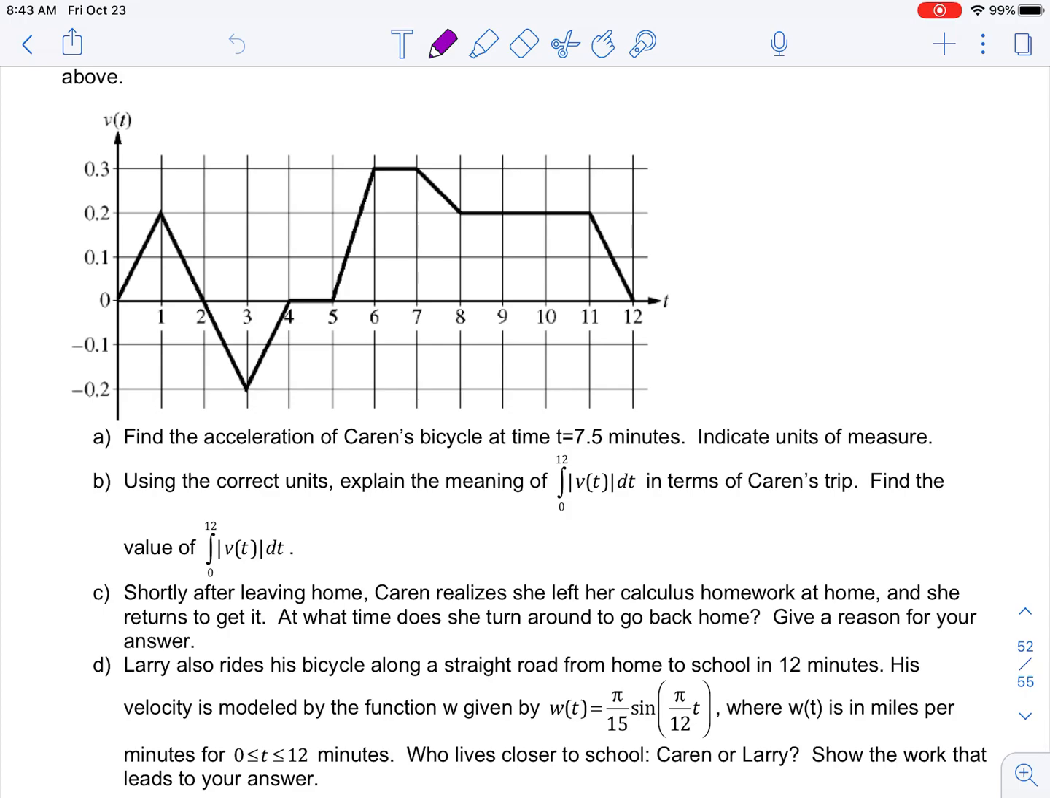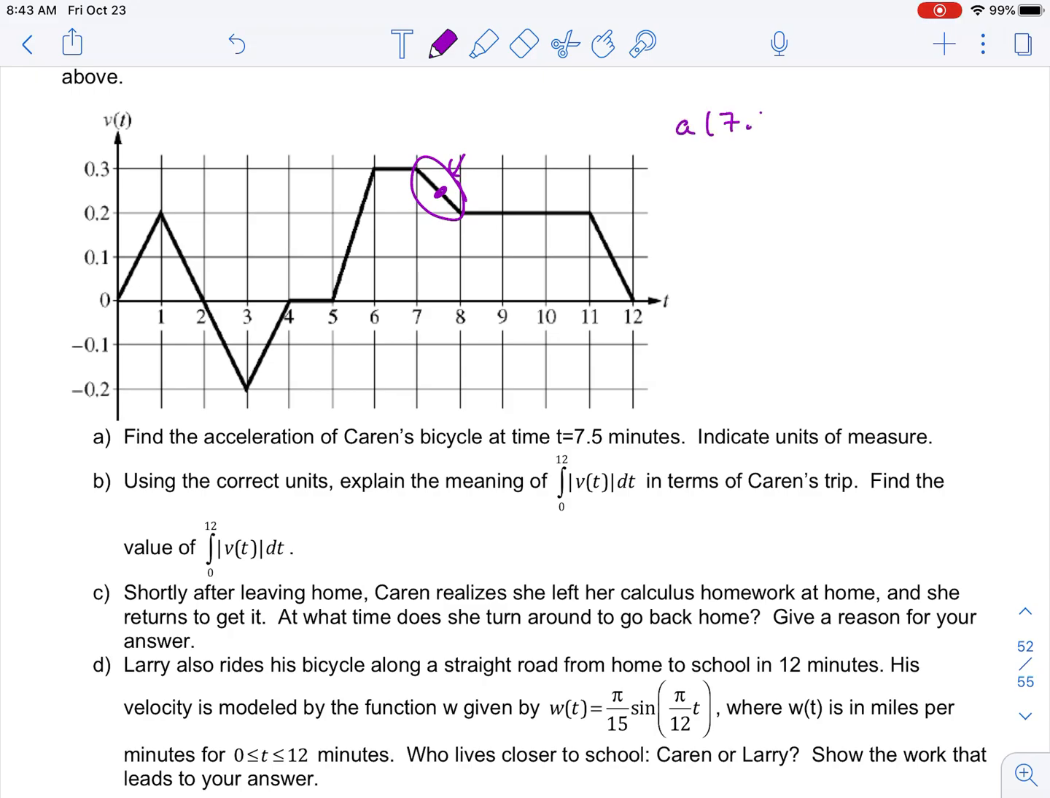Okay, first question says find the acceleration of the particle at time t equals 7.5 minutes. So remember we learned that the acceleration is the derivative of the velocity graph. So if this is your velocity graph, the acceleration would just be the slope of this graph. So I want to know what happens at 7.5, which is right there. So I need to find the slope of that line.